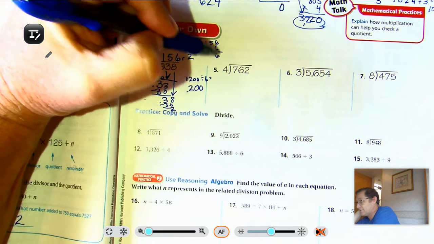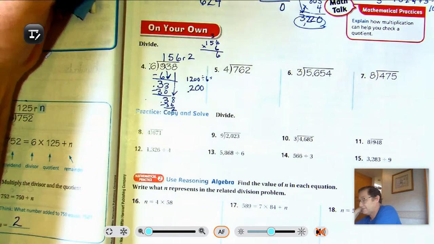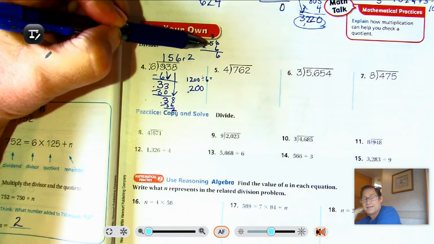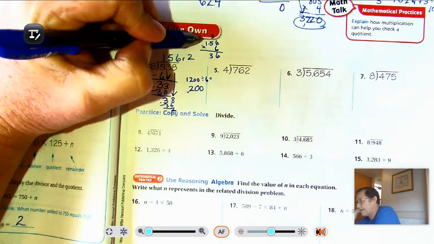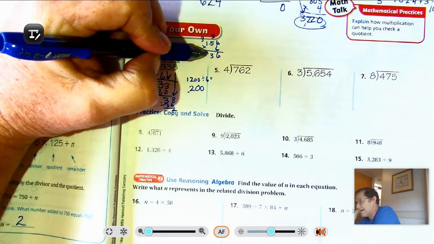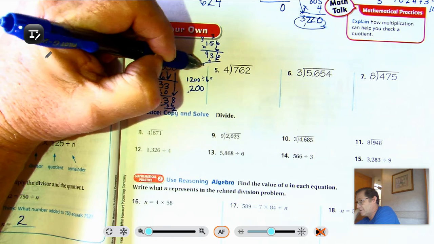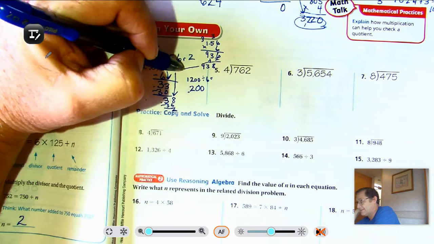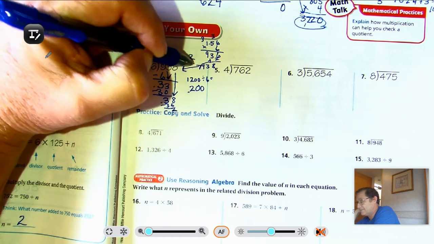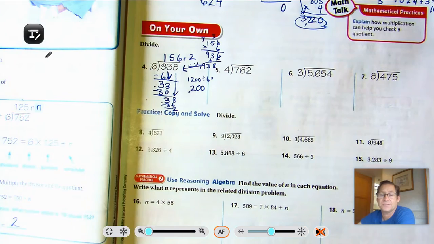6 times 6, 36. Regroup that as 3 10s and 6 1s. 6 times 5 10s is 30 10s plus 3 more is 33 10s. 6 times 100 is 600 plus 3 more is 936. My remainder is 2, so we get 938. So I'm certain I am correct. 156, remainder 2.